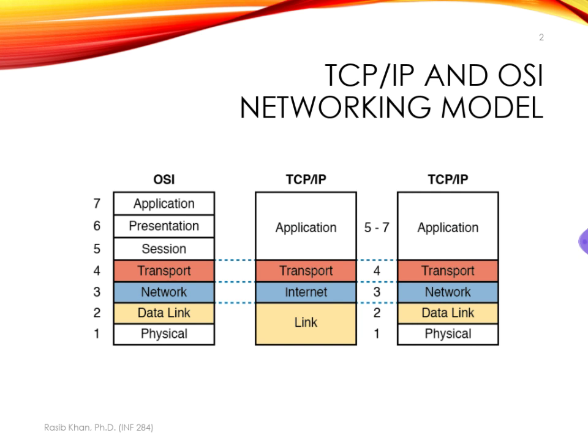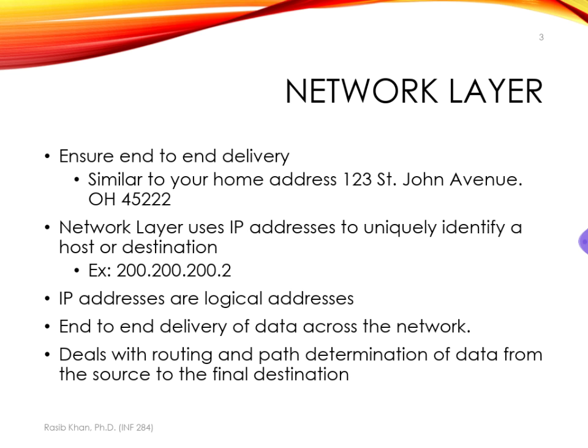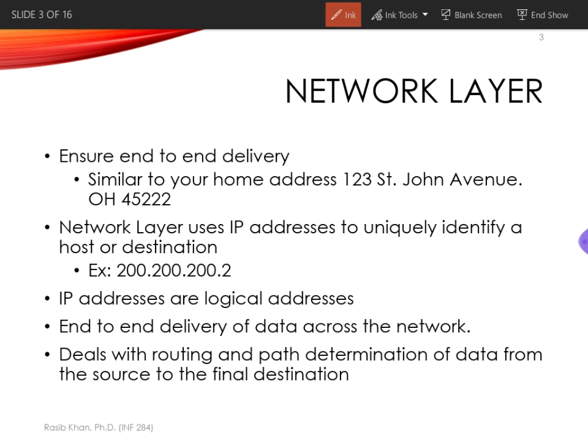So today we are going to look at the responsibilities and the functions performed by the network layer, that is layer 3 in the TCP/IP model and also layer 3 in the OSI model. So the network layer is responsible for ensuring end-to-end delivery. And what we mean by end-to-end delivery is that when a message is intended to be sent from a source to the destination, the two ends are the source and the destination nodes, irrespective of whatever it goes through in the middle.